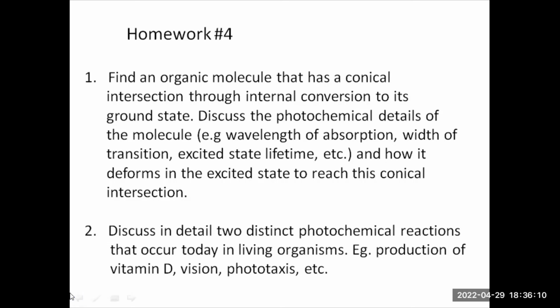Vision is also another photochemical reaction. Phototaxis is where bacteria are attracted to light. So they know their way up. For example, if they're in the ocean surface, they can find the surface quickly. So they're attracted to light. So these are different photochemical reactions which occur today in living organisms. So just discuss in as much detail as you can these photochemical reactions which occur.